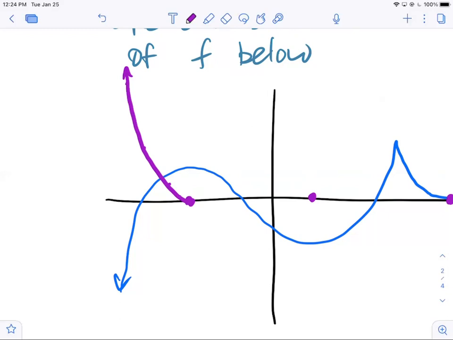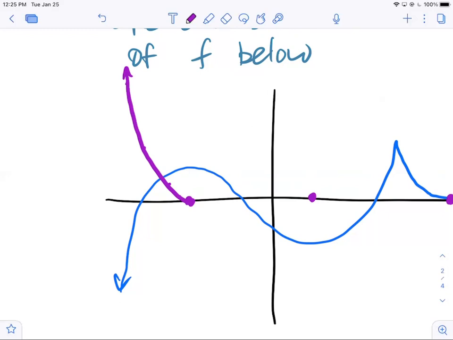Now you look between the next two x-intercepts and you can clearly tell that the blue graph is going downhill. F is decreasing. If F is decreasing on an interval monotonically, right, we know that its derivative is going to be negative. So I'm going to sketch my values below the x-axis from purple to purple dot.